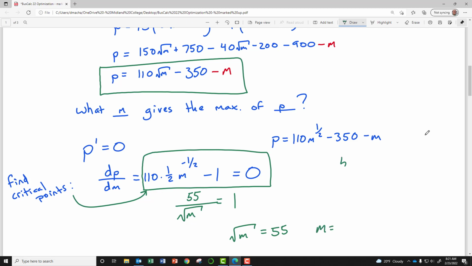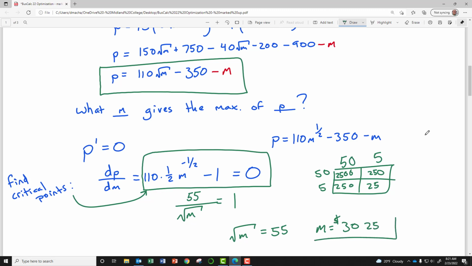So 55 times 55 is not something I know off the top of my head, but we can quickly find it. It's going to be 2,500 plus 250 plus 250 plus 25. So to me that looks like 3,025. So the answer to this problem is if you want to maximize the amount of profit that you're bringing in with your business, this is the amount of advertising dollars.